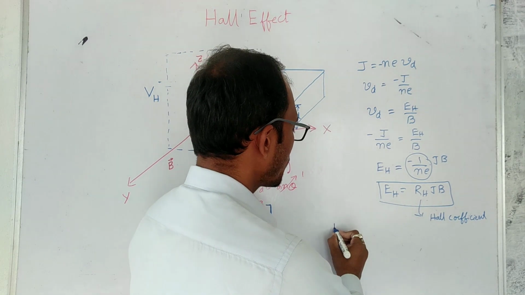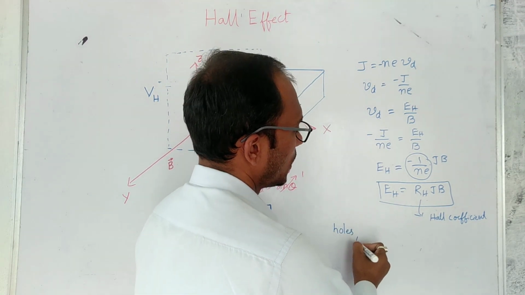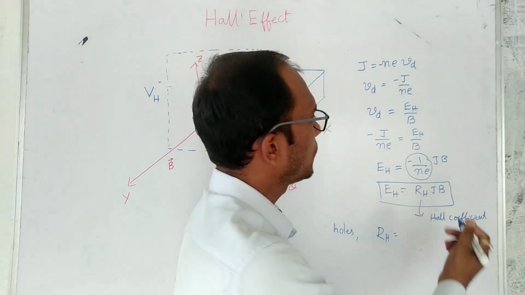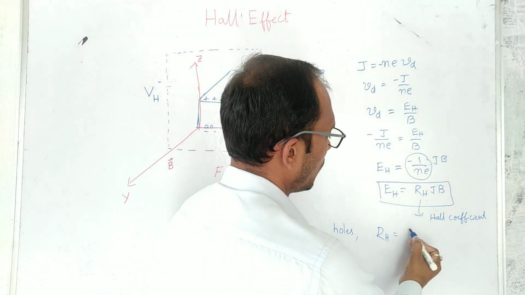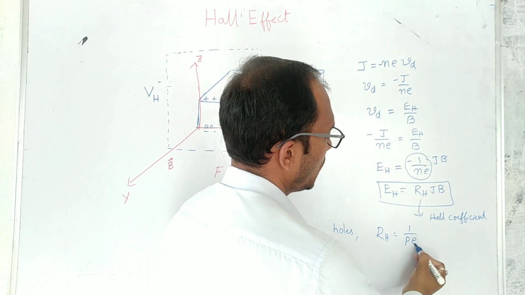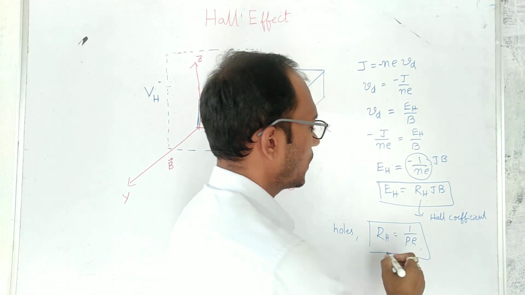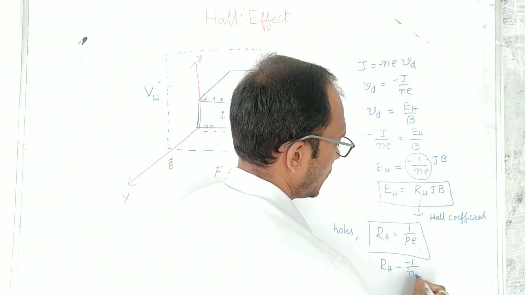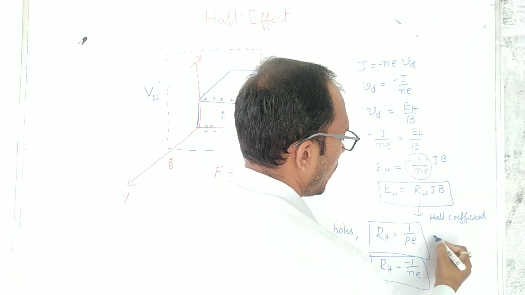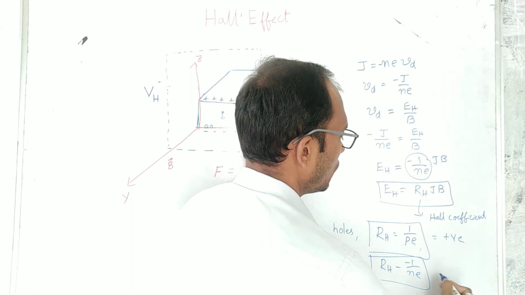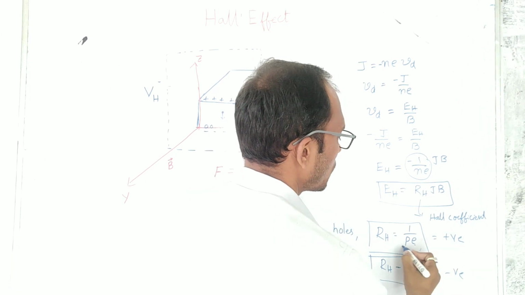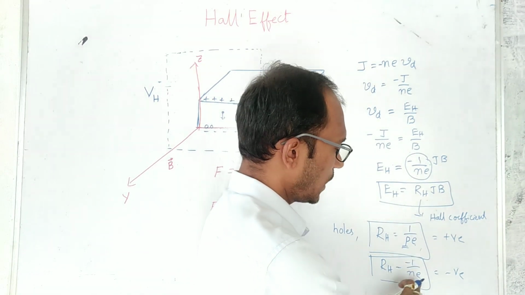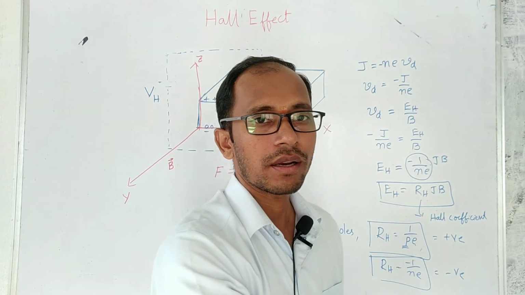For example, if the holes are there, for holes, what would this value be? RH, the negative sign will not be there, as the derivation is the same. So it would come as 1 by P into E. So this is the Hall coefficient for the holes. For electrons, RH is equal to minus 1 by NE. So one is a positive value and the other is a negative value. P is the concentration of the holes present in the material, and N is the concentration of electrons, with the charge E known.